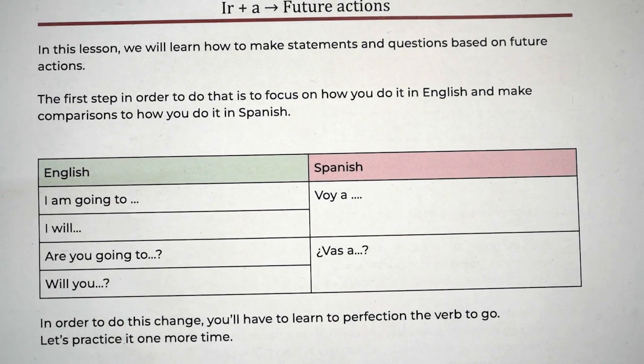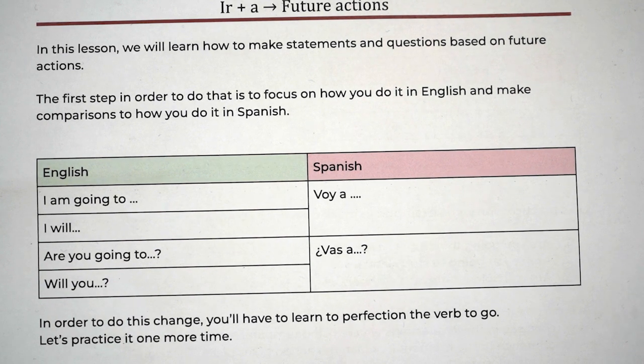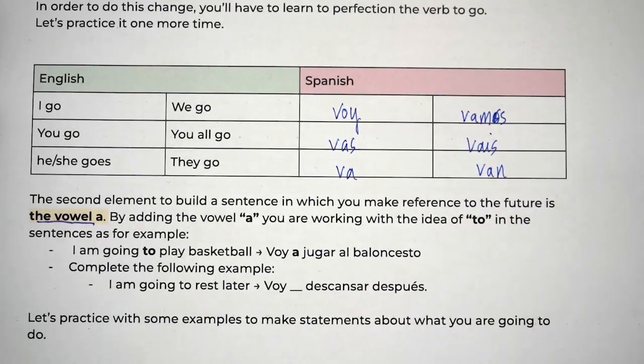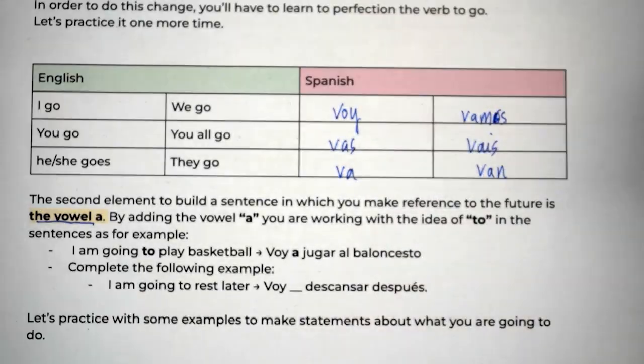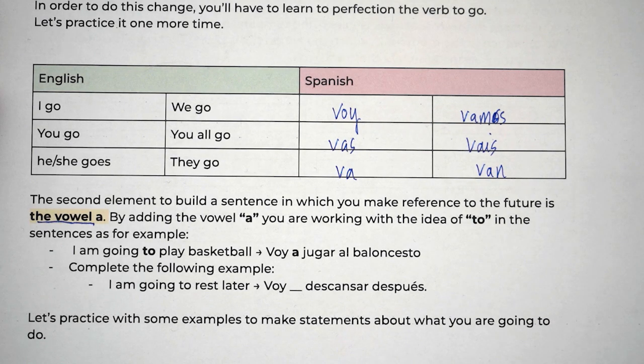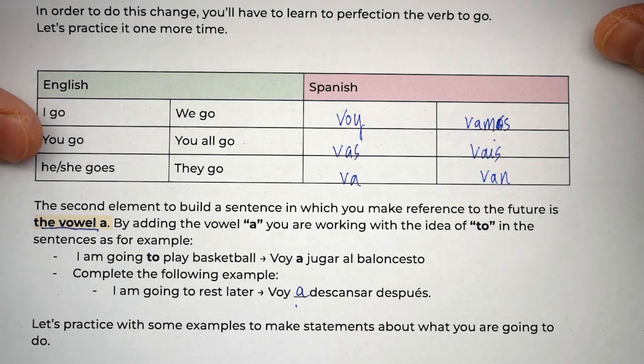In order to do this change, you'll have to learn to perfection the verb to go. Let's practice it one more time. Stop the video to write down the verb to go before watching my answers. Let's practice with some examples to make statements about what you are going to do.